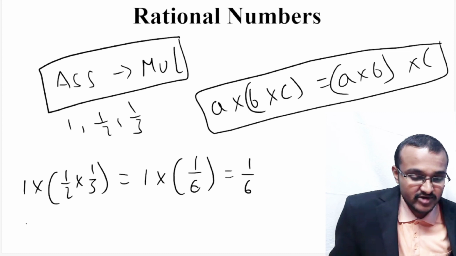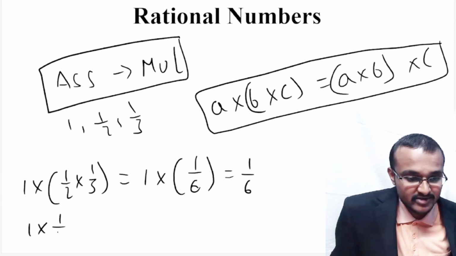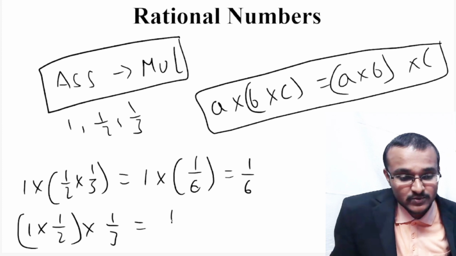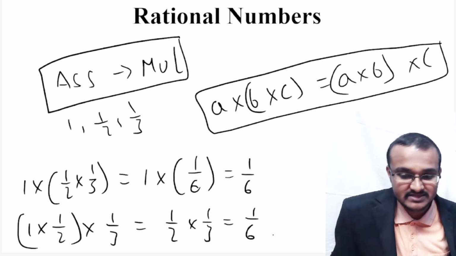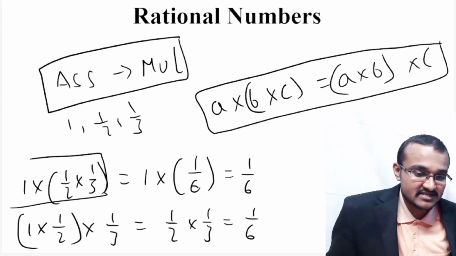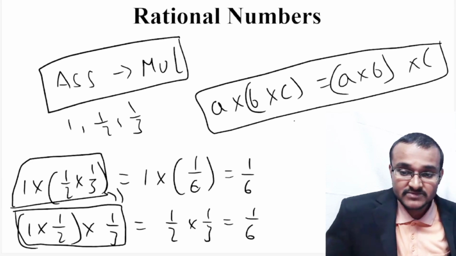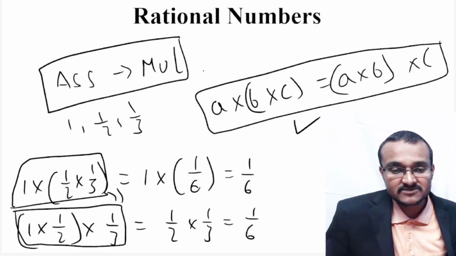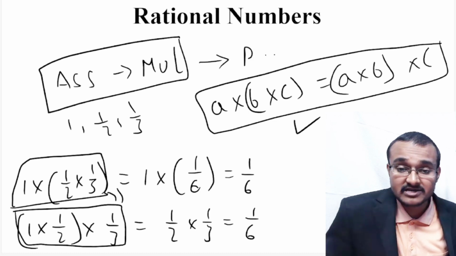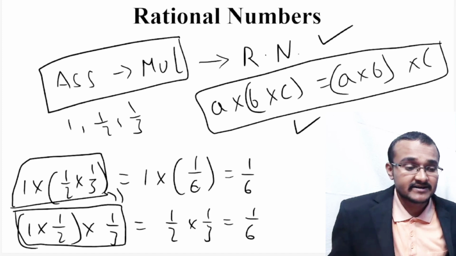Similarly, if you write in the form of RHS, 1 into 1 by 2 will be inside the bracket and 1 by 3 will be outside. So 1 into 1 by 2 will be 1 by 2 into 1 by 3. So 1 by 2 into 1 by 3 will be 1 by 6. That shows this LHS and this RHS, you're getting these two as equal. So this particular equation is satisfied. Hence associative property under multiplication for rational numbers is actually satisfied.